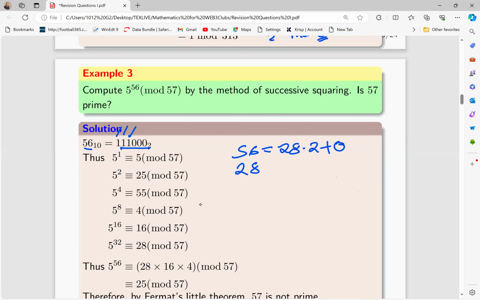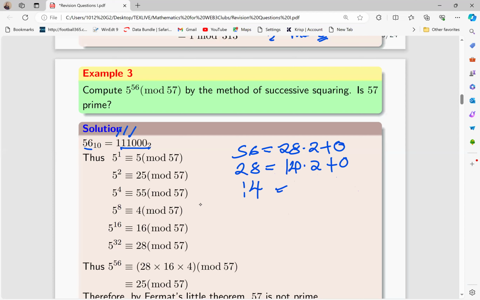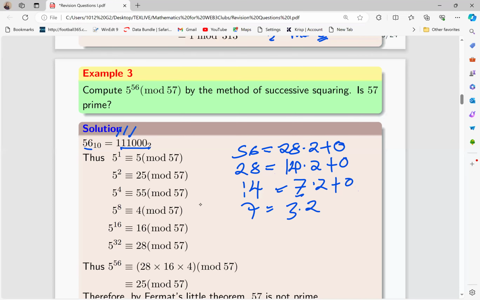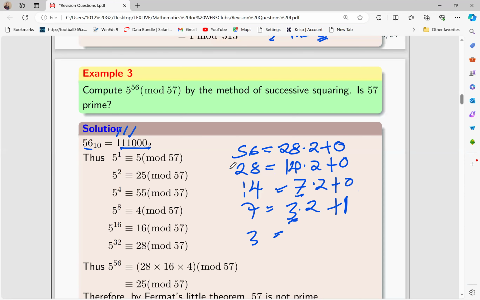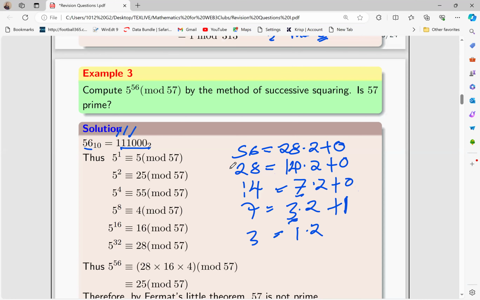I divide by 2. So 28 divided by 2 is 14 times 2 plus 0. So take now 14. 14 equals 7 times 2 plus 0. Then now you take 7. The closest number to 7 that you can multiply by 2 is 3, so the remainder is 1. Then now you take 3. So you put times 2 here, then the remainder 1, times 2 is 2, plus 1.